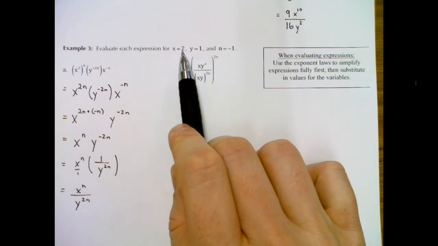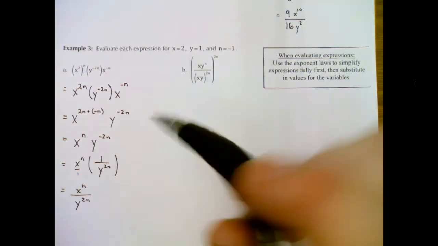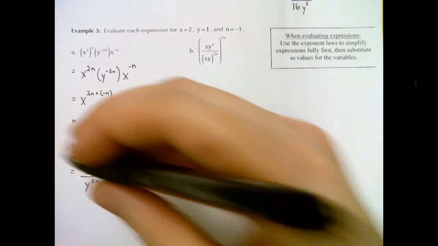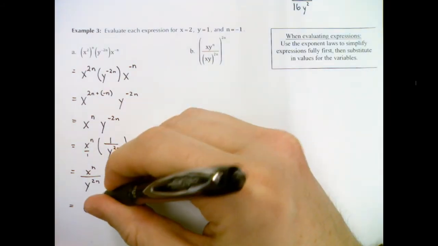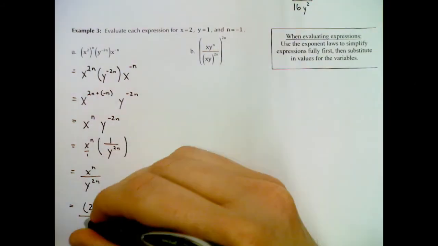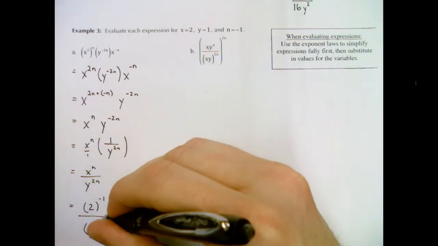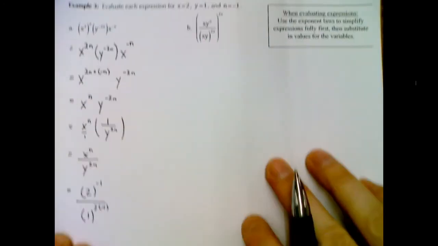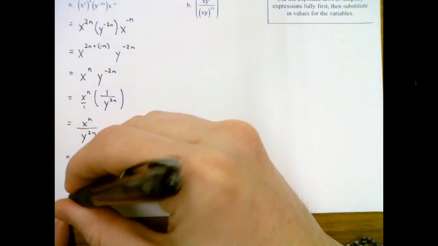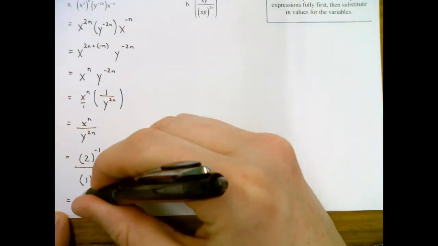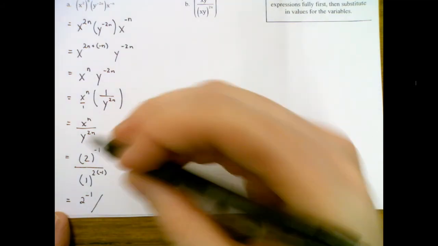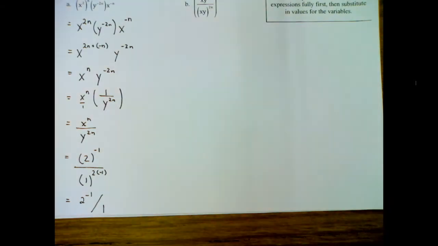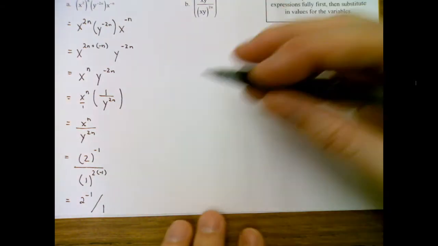2 for x, 1 for y, negative 1 for n. So let's try that. 2 for x, negative 1 for n, 1 for y, and negative 1 for n. Now let's see if we can evaluate here. 2 to the exponent negative 1, we'll leave that for a second, divided by 1 to the exponent negative 2, if we multiply. Well, 1 to the exponent anything is just 1. So we end up with 2 to the exponent negative 1 over 1.